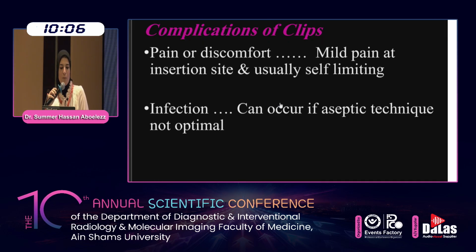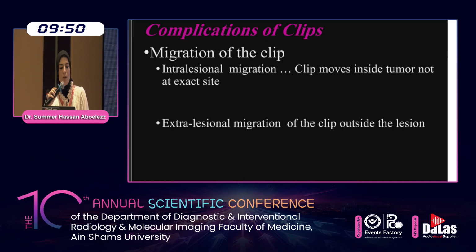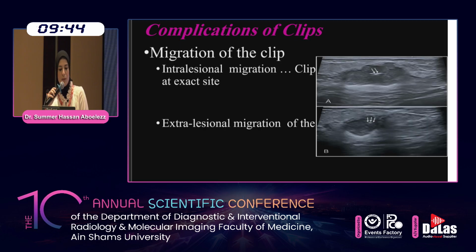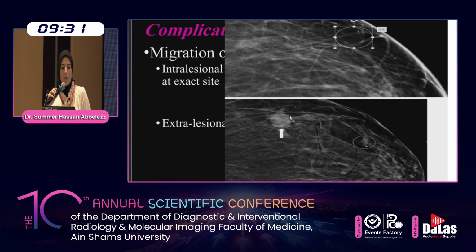Now we move to some of the complications of the clips. First, pain or discomfort: mild pain at the insertion site, usually self-limiting. Infection can occur if aseptic technique is not optimal, like this. Hematoma: small bleeding under the skin after the insertion. Migration of the clip, either intralesional migration, where the clip moves inside the tumor, like this ultrasound picture. First, it was in the center of the lesion, then on follow-up, we detected it at the periphery. In extralesional migration of the clip, we applied it in the lesion, then we found it away from the tumor.